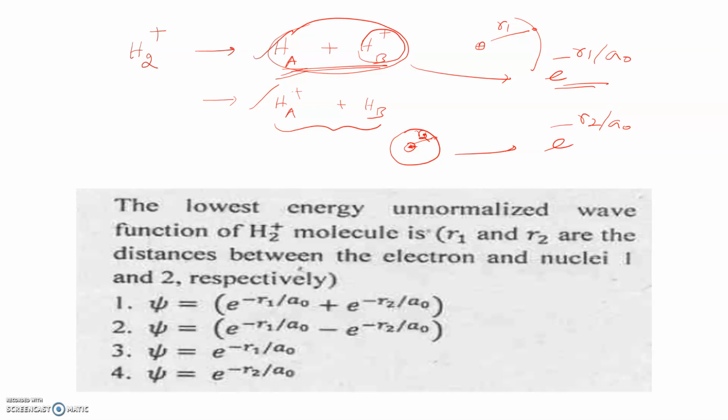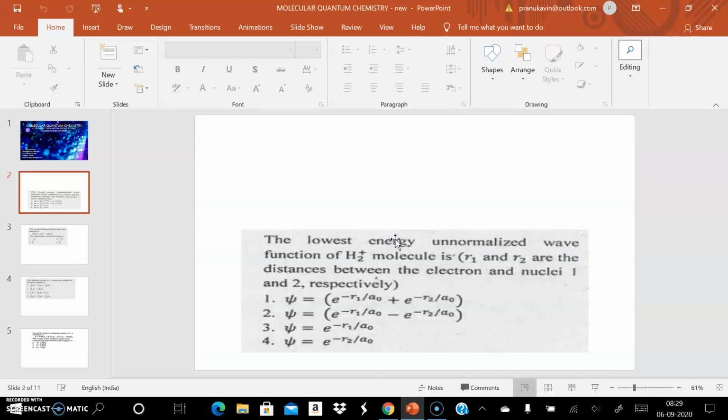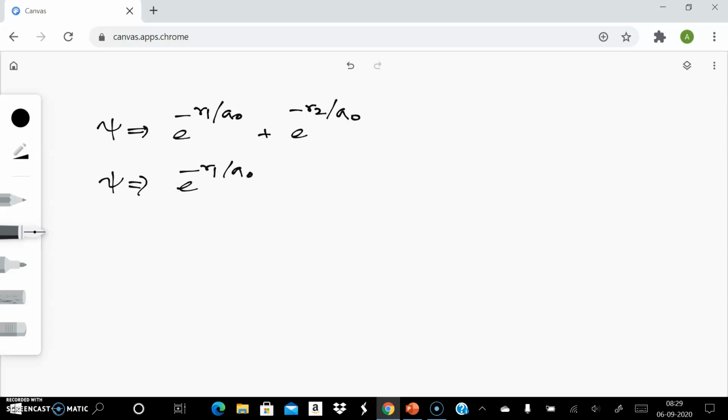So the linear combination may be addition combination or maybe subtractive combination. Let me first take addition combination here. So first I will take the addition combination e power minus R1 by a naught plus e power minus R2 by a naught. This is one possible combination which gives you the wave function for the system. And what is the subtractive combination? Subtractive combination is e power minus R1 by a naught minus e power minus R2 by a naught.